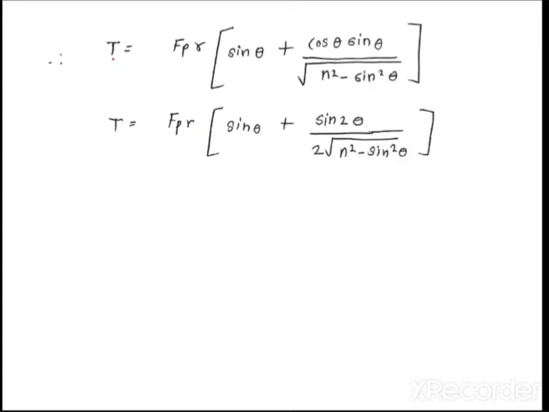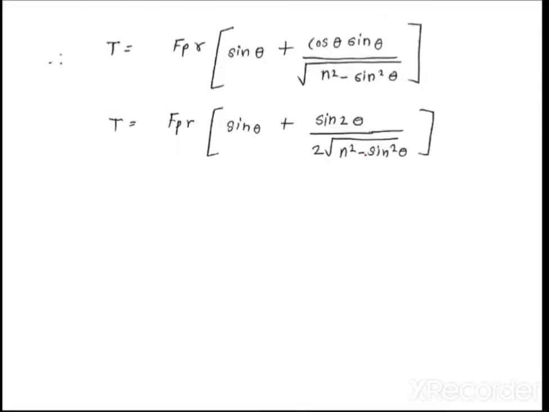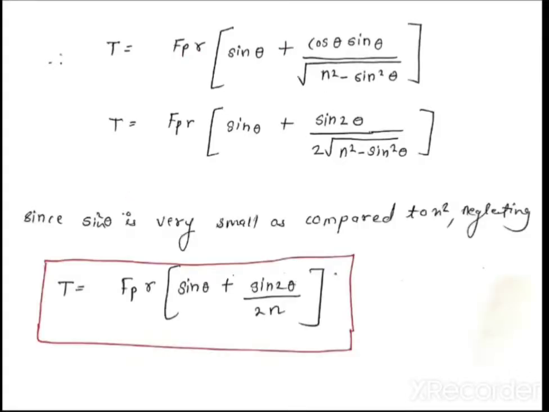Now what is T? T is equal to Fp into R into sin theta plus cos theta into tan phi. Put everything over here. Whatever you have derived, put everything over here. What you will get? T is equal to Fp into R into sin theta plus cos theta sin theta upon root of n square minus sin square theta, and so on. And finally, since sin square theta is very small as compared to the n square, you can neglect it and you are getting the final formula. T is equal to Fp into R into sin theta plus sin 2 theta upon 2n. So neglect this term.